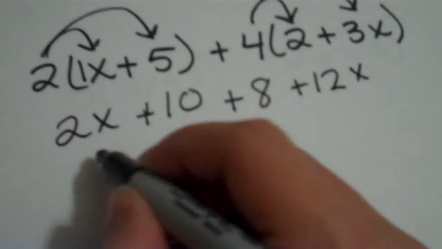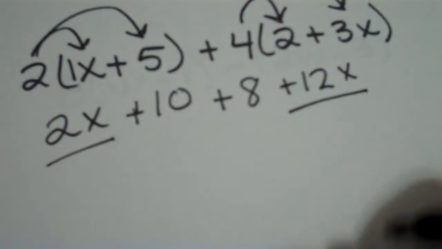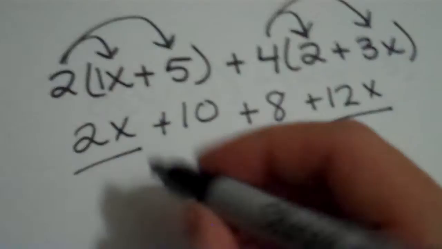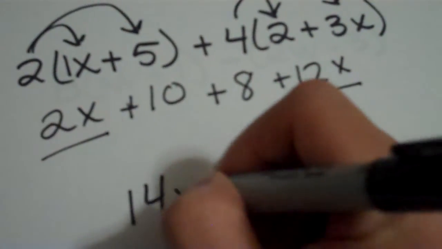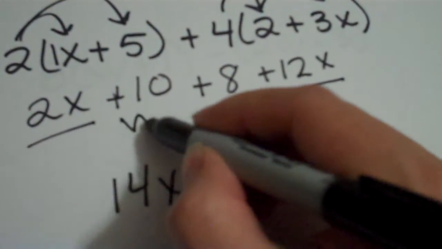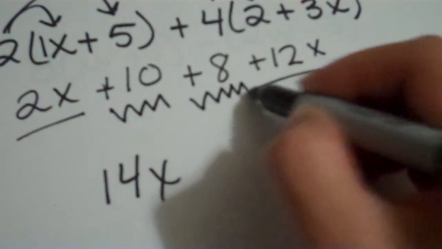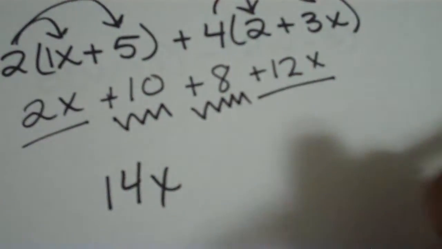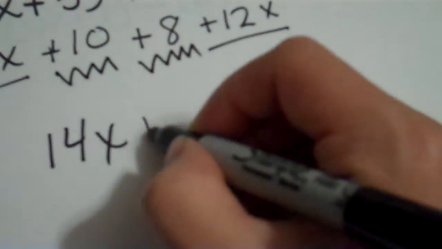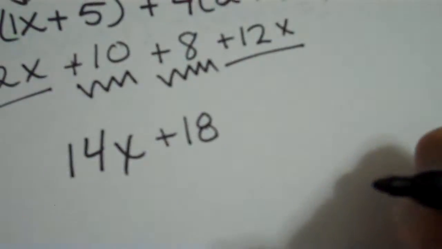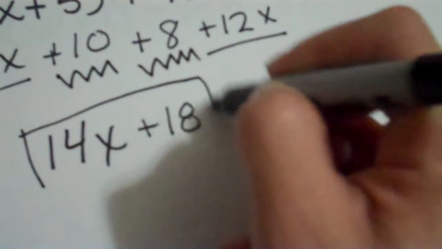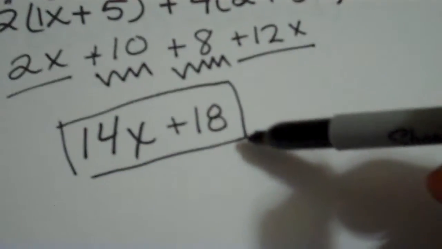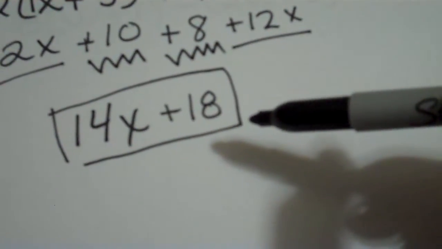And then I combine what looks alike. This is an x, and this is an x, so I'm going to combine them. 2 plus 12, you can use your calculator, but that's just 14. So 14x. Okay? And then this 10 and this 8 are just regular numbers. We're going to combine them. Positive 10 plus 8. You could use your calculator, but it's just a positive 18. So plus 18. Okay? And then combine it. The reason we do this in math is because this looks very difficult, but we can basically get it down to something that's much simpler to deal with.